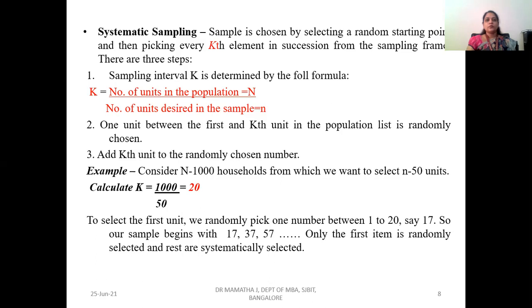The next item, you should know whom to pick. So that is the reason we add 20. Since you have got k as 20, 17 plus 20, you will be getting 37. So 37 plus 20, 57, and so on until you reach your sample size, until you get 50 units as your sample, you have to keep on adding and selecting the sample. So this is very systematic sampling, right?